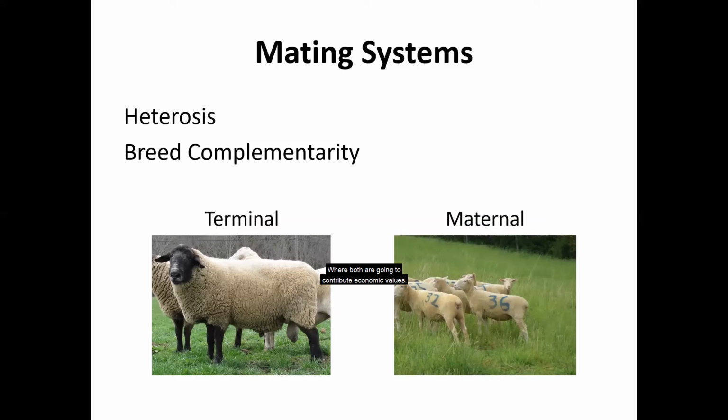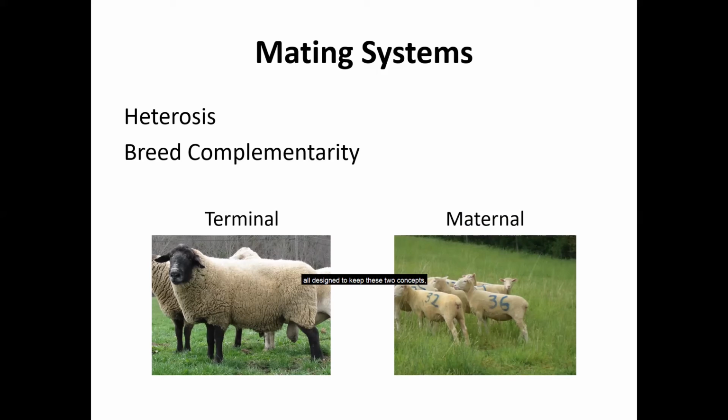Okay, those are complementary traits in a system, where both are going to contribute economic values. And so the two concepts I want to keep in mind when it comes to designing mating systems are heterosis, hybrid vigor, again, most powerful tool in animal breeding, and breed complementarity. Are the breeds that are being combined complementary in the different traits that they offer to the system?